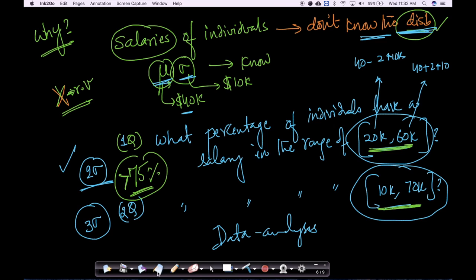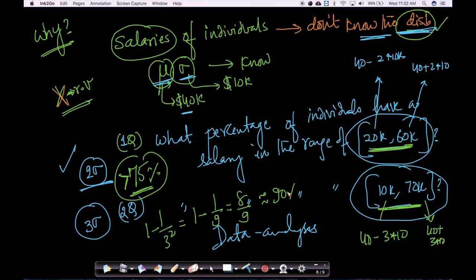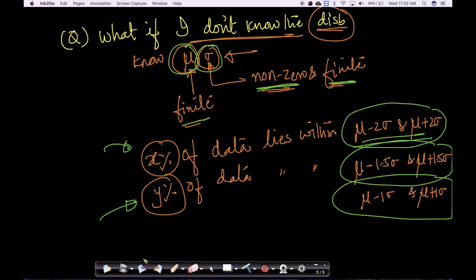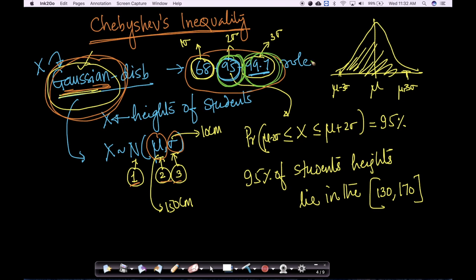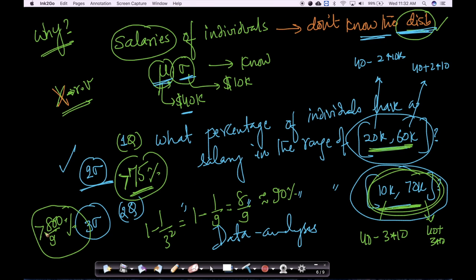Similarly, in this three standard deviation range, this is 40 minus 3 into 10, and this is 40 plus 3 into 10. So in the three standard deviation range, you have 1 minus 1 by 3 square, which is 1 minus 1 by 9, which is 8 by 9, which is roughly 90%. So roughly greater than 8 by 9, or about 89%, of individual salaries lie in this region. Of course, if it is Gaussian distributed, we know that 99.7% of people's salaries would have fallen in this range. But if you don't know the Gaussian distribution, you're guaranteed that greater than 8 by 9 of people's salaries would lie in this interval.